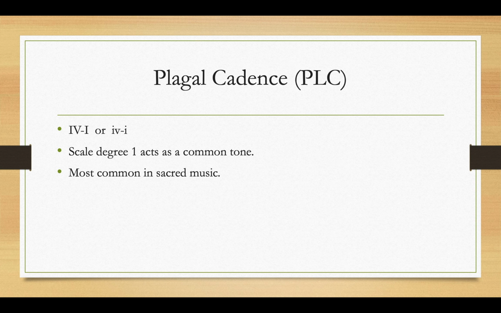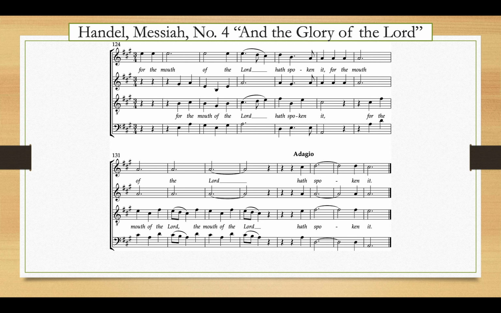This particular cadence, the Plagal cadence, is most common in sacred music. A Plagal cadence often follows the stronger cadence, usually a perfect authentic cadence. Let's look at a couple examples. First up, we have the famous chorus from Handel's Messiah, And the Glory of the Lord. This is the very end of the movement. Let's listen to it.